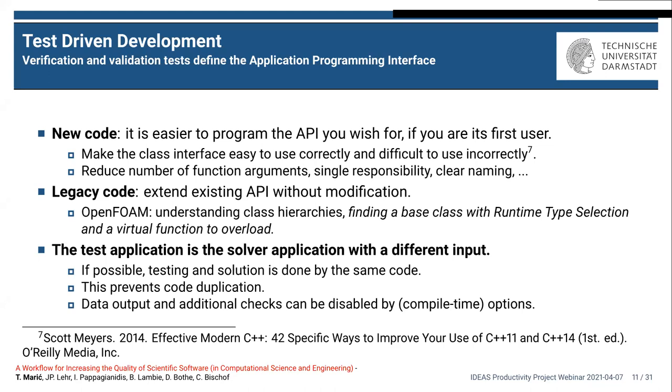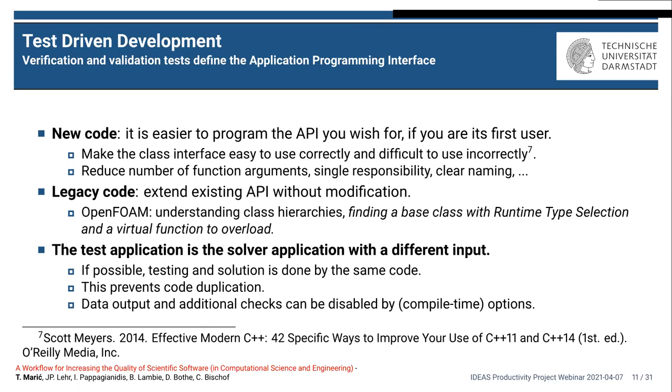So of course, another point is reducing code duplication. And our experience is that basically we don't want to write test applications and then write solver applications. You know, and when I say solver, in our case, the solver application solves a system of partial differential equations. So we write the solver application just to behave as a test application with a different input. Basically what we do, we modulate data outputs and additional checks by compile time or runtime options. And this makes sure that we don't duplicate code on the application layer, more or less.